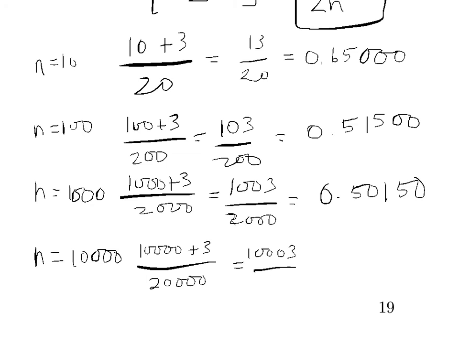When n equals 10,000, now we have 10,000 plus 3 divided by 20,000, which is 10,003 divided by 20,000, which is 0.50015. What do you notice happening as we increase n?